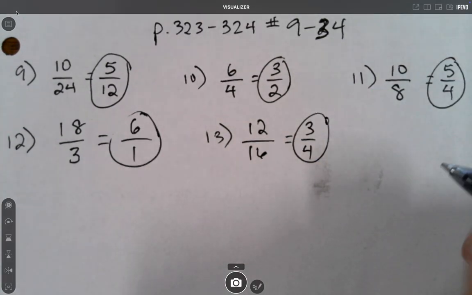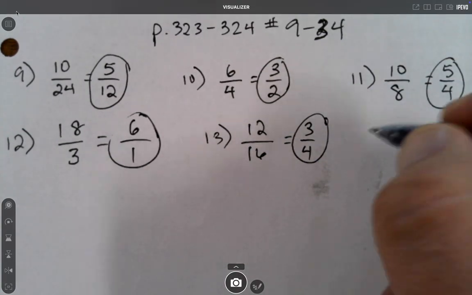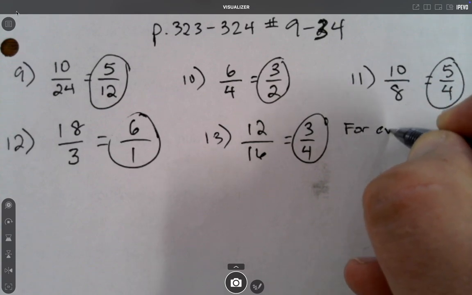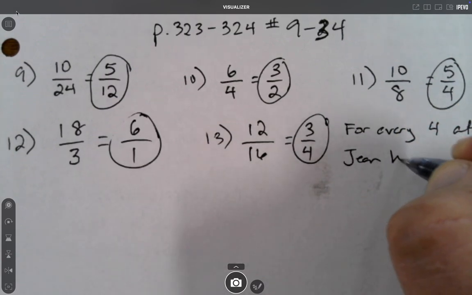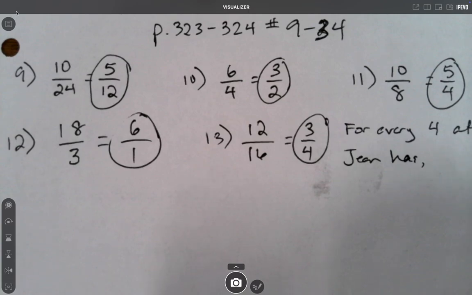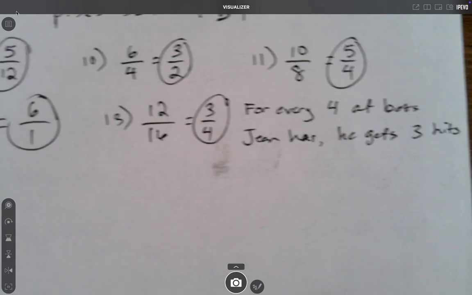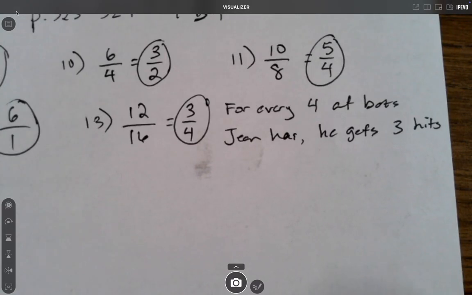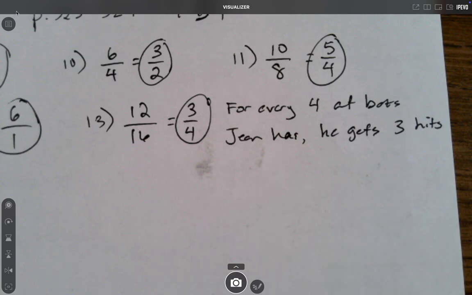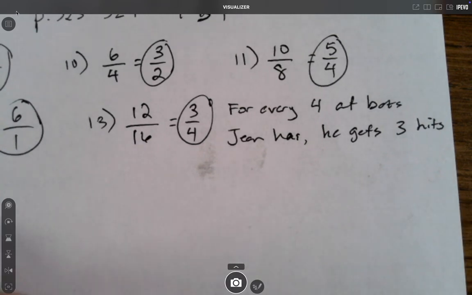Now it says explain the meaning of this. So for every 4 at bats Gene has, he gets 3 hits, which if you don't know baseball or softball, that's a really, really good rate. So for every 4 at bats Gene has, he gets 3 hits. Or you could say he tends to get 3 hits out of every 4 at bats. That'd be fine too. All right, so that completes Section 1.